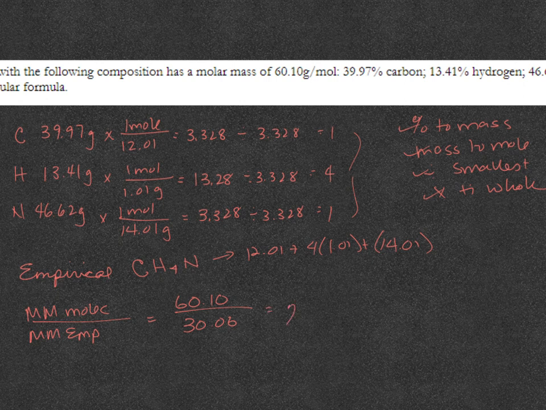So when I take 16 and divide by 30, I get 2. So that means there are 2 empiricals in the molecular. So I multiply all the subscripts times 2. So I get C2H8N2, and that is my molecular formula.